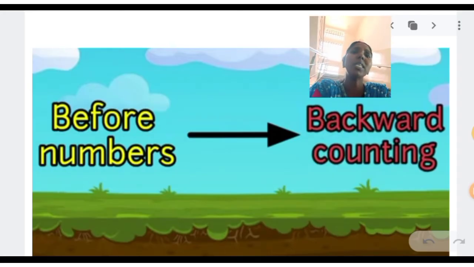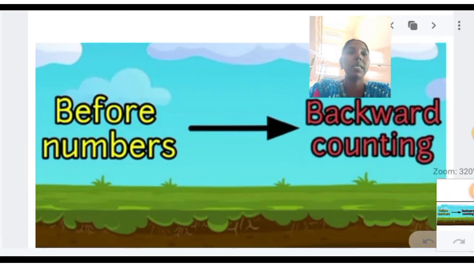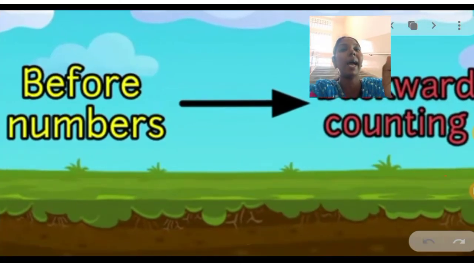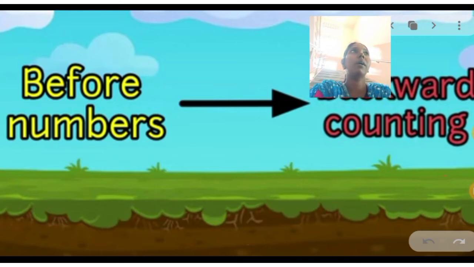Before numbers. What is before numbers? When we count backward, that is called before numbers. We have to see the previous, the backward numbers. Let's see some examples. We have learned to count backward from 10. So already we have learned, right? What is before numbers? When we are saying numbers in backwards.